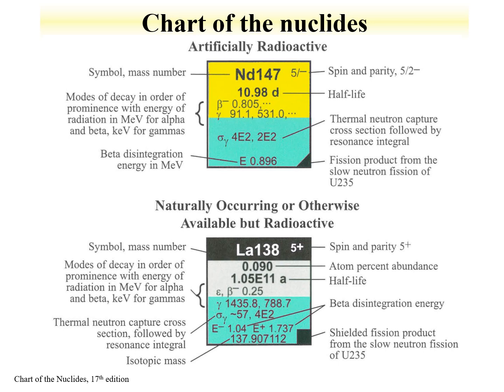Moving on to the radioactive isotopes. Their mass and symbol are shown here. It's non-gray. The color has to do with the half-life of the isotope, which can be seen in the legend. Spin and parity, again 5/2 minus. The half-life is 10.98 days. The modes of decay are followed by their energy, in MeV for alpha and beta, keV for gammas. So this decays with an energy of 0.805 MeV beta. So beta is listed here. The gamma is 91.1 keV. Then the cross-section information and the beta disintegration energy.